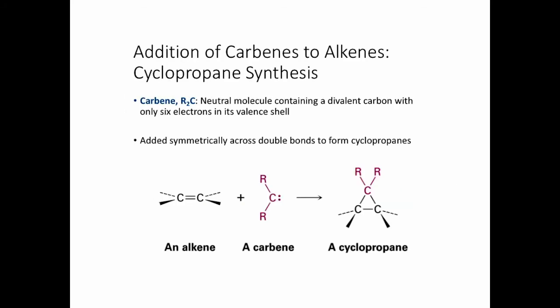The final set of reactions are the cyclopropanation reactions. So with these, you start with an alkene, of course, which is your nucleophile, and you're going to react it with an unusual looking thing called a carbene. A carbene is a neutral molecule where you have a lone pair on carbon and two bonds to two other groups. And when you react a carbene with an alkene, you get a cyclopropane, so a three-membered ring composed of carbons.